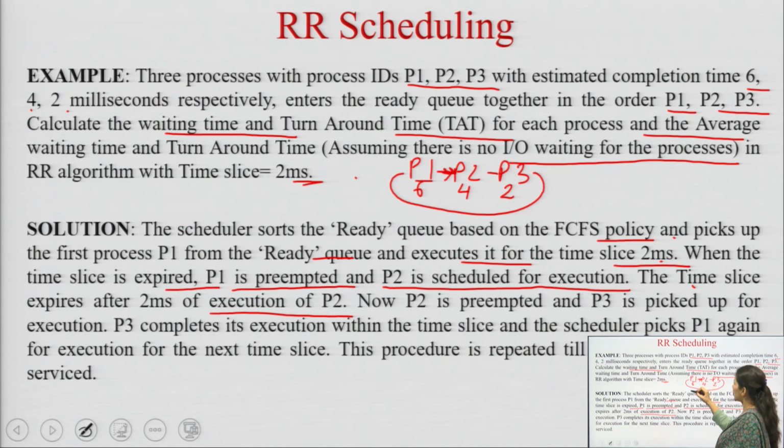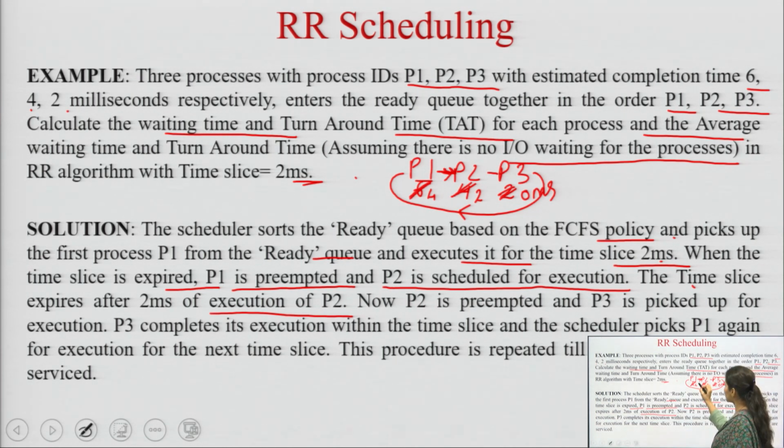After the 2 milliseconds of execution, P1 is left with the remaining time of 4 milliseconds. After 2 milliseconds of execution, P2 is left with a time of 2 milliseconds. After the execution of 2 milliseconds, P3 is left with 0 milliseconds. Now, again the execution control is sent to P1 because P1 is left with execution time.